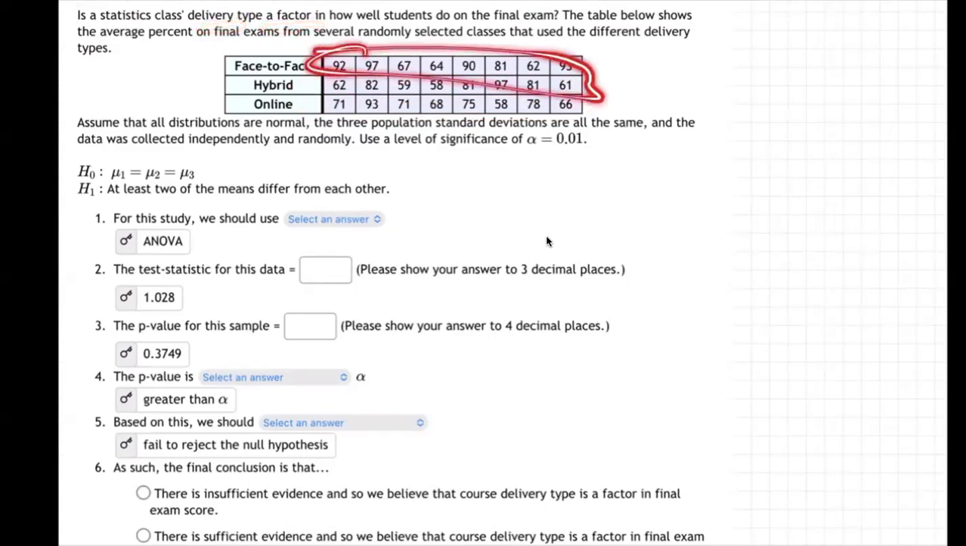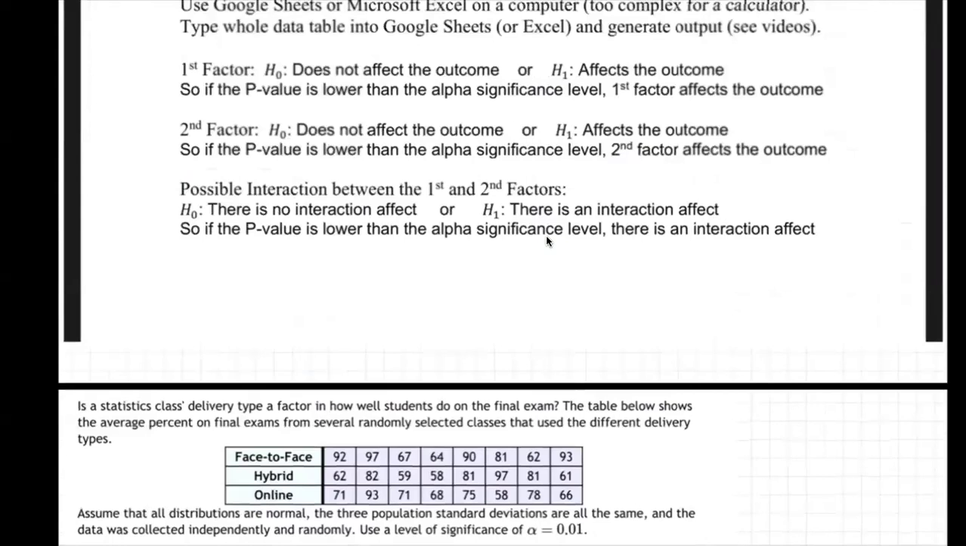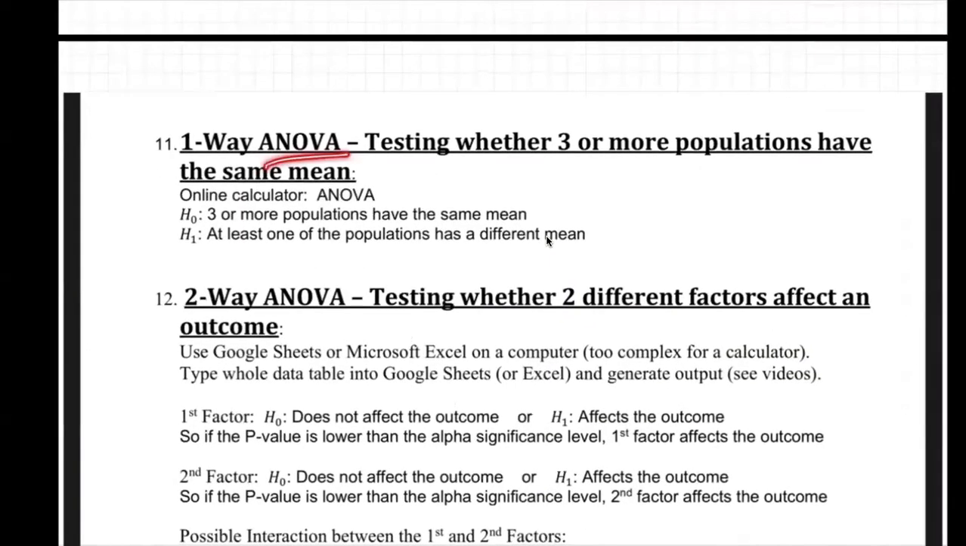Are these numbers in the top row kind of the same as the middle, kind of the same as the bottom? Do face to face, hybrid, and online all have kind of the same results, or does it make a difference? Are they different, or are they all kind of the same? All right. Well, what kind of a test is this? If you go to the notes, you'll see that this is an ANOVA test.